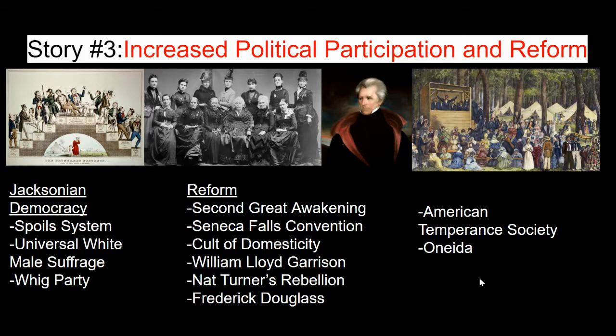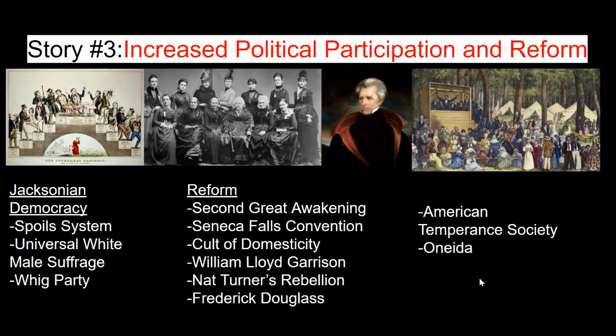The country, because of the market revolution, is doing economically very well. And when things are going well, people try to look for things that are wrong and try to fix them. And that is what becomes the Second Great Awakening. Now, before we get to the Second Great Awakening, you have to understand the position of Jackson, because they do tie together here. All right.